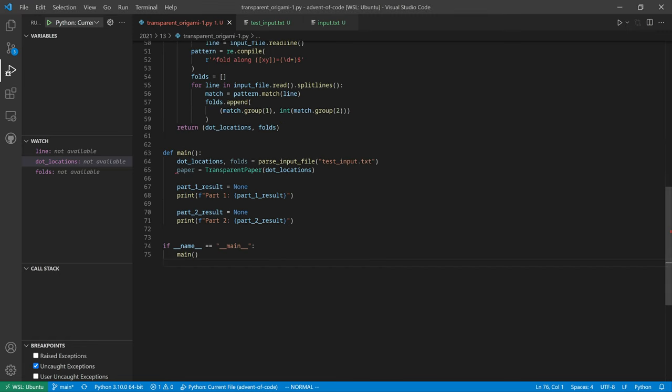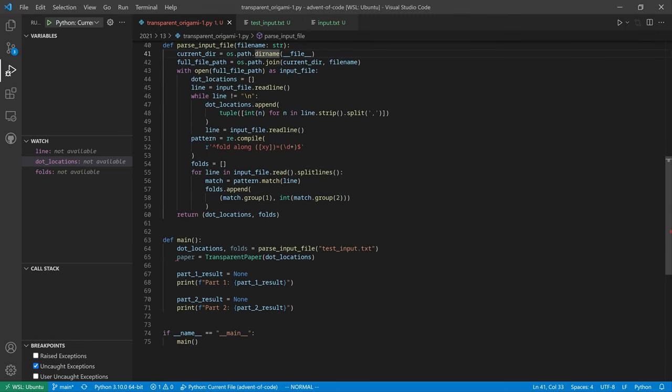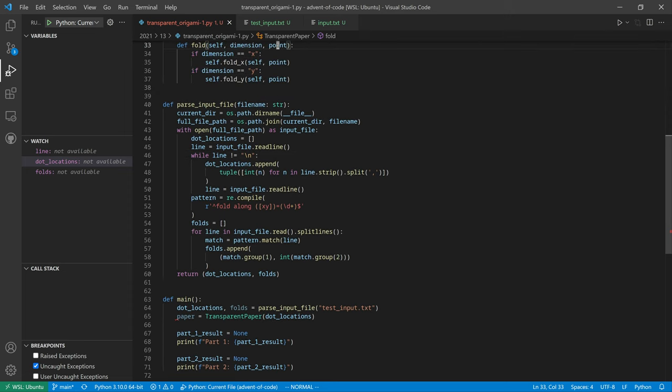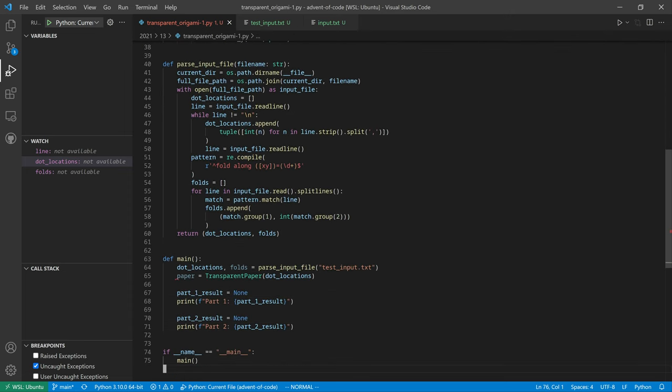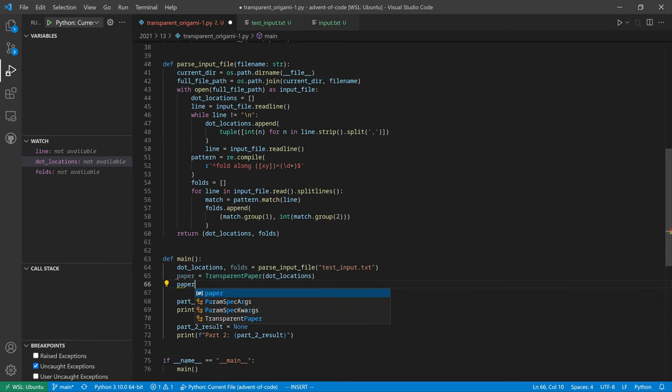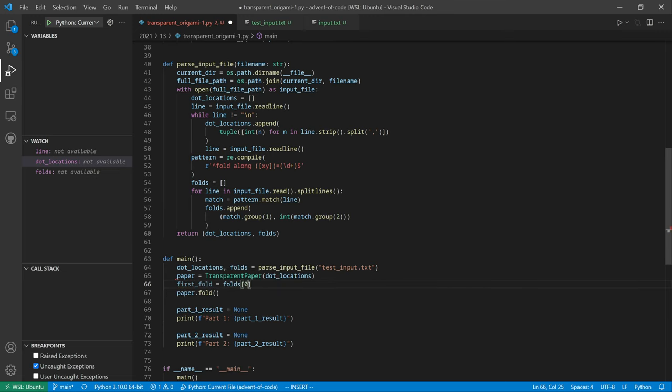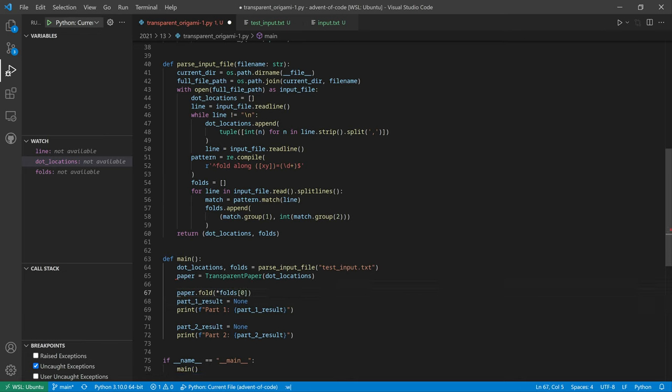Okay, so we don't have to, I thought it might have been reversed. Like, if you fold along the X, well, you're actually doing Y's. But no, it's X, X, Y, Y, so that's fine. So the first fold. So on a paper fold. Oh, first fold. Right. Actually, we can do paper.fold star like that. I think that'll work.